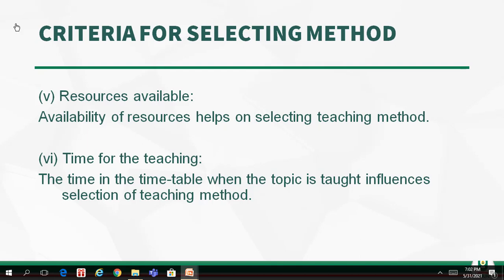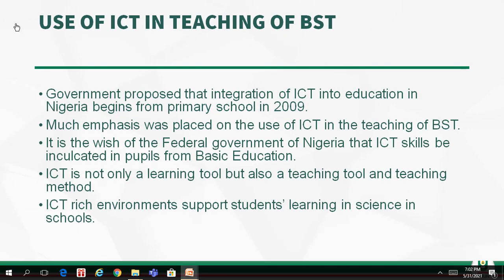The time for the teaching too is another criterion you have to consider, because the time on the timetable will help you to choose the method you are going to use for teaching. So now you have known all the things that are required of you to teach with particular methods in primary school and junior secondary school integrated science.